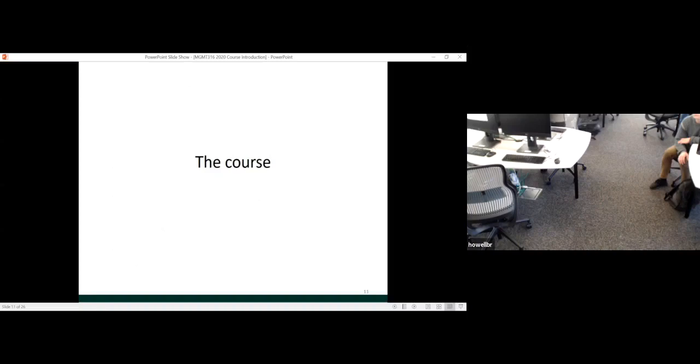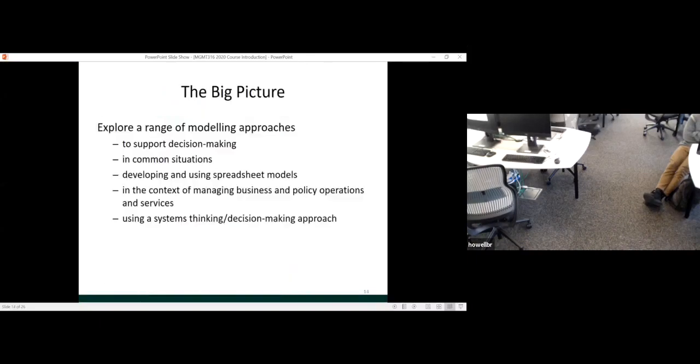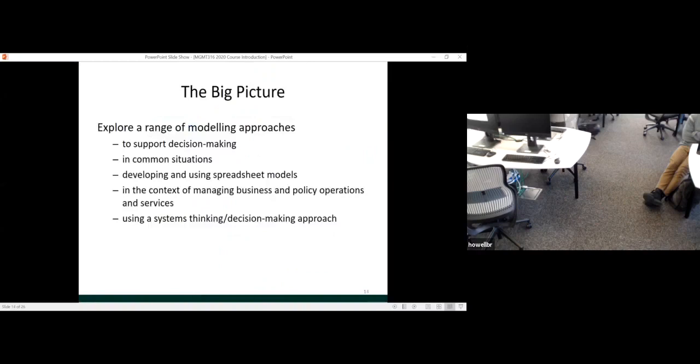So that's what we're going to cover in the principles of the course, the structure of it. The learning objectives are to develop robust solutions through decision modelling, identify key elements of situations, demonstrate knowledge of various frameworks and their application to real problems, and develop critical thinking and communication skills. Vicky very kindly created a prerequisites tree on meeting all of those. I won't go into that, but it's a nice way of looking at it.